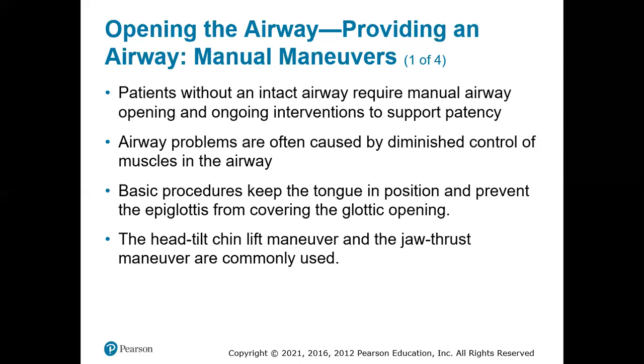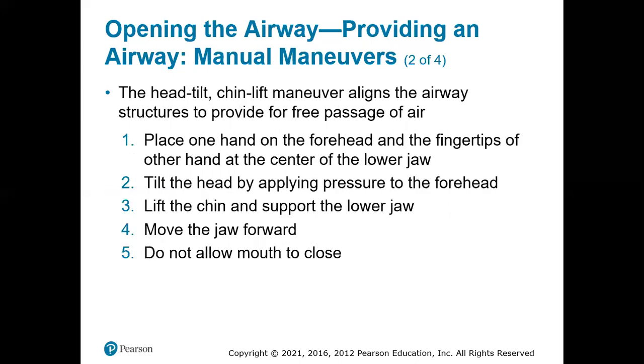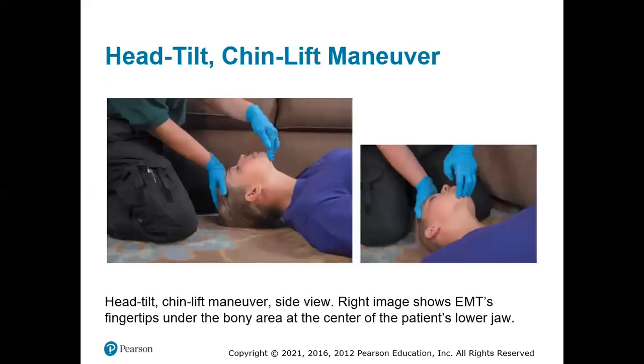The two maneuvers we're going to look at are the head tilt chin lift, which you had in CPR, and you probably had the jaw thrust as well. For the head tilt chin lift maneuver, you place one hand on the forehead and your fingertips on the center of the lower jaw, and tip the head back by applying pressure to the forehead. This one you can do when you don't have spinal injury suspected. So there's your head tilt chin lift maneuver.